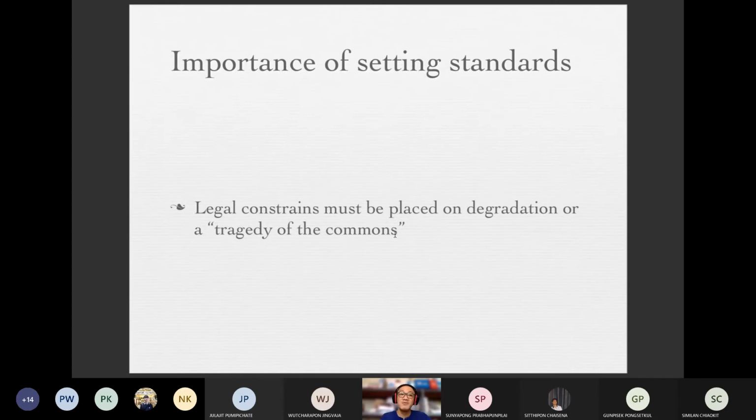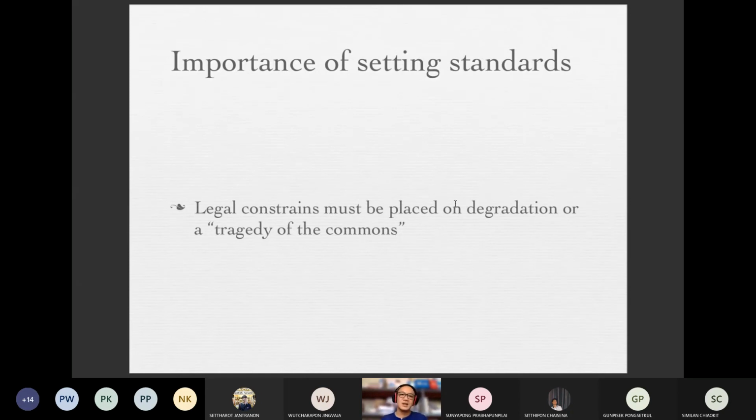The commons. If we don't set the standard, all the people, all the stakeholders, will just try to discharge the water without any degree of treatment, and then our water, as a commons, gets its quality damaged. Okay, so that is why we need to set the standard.